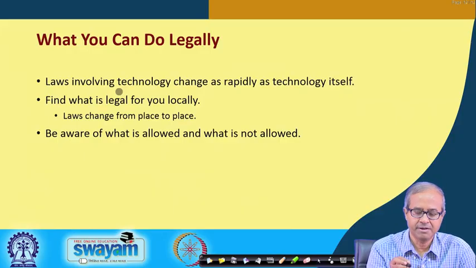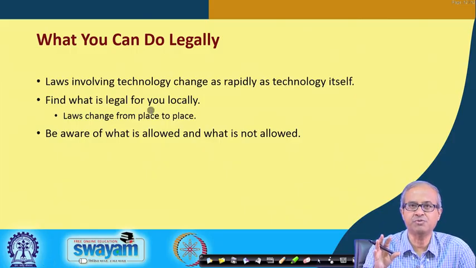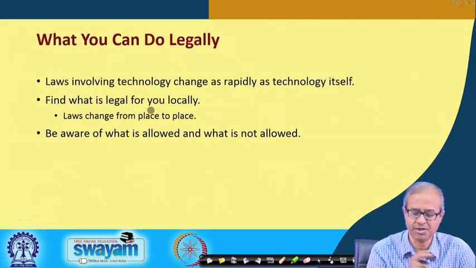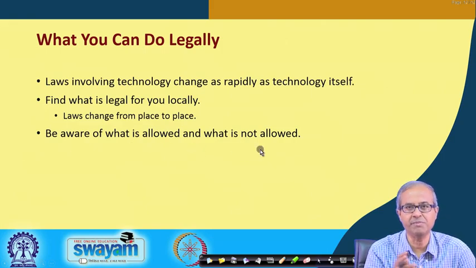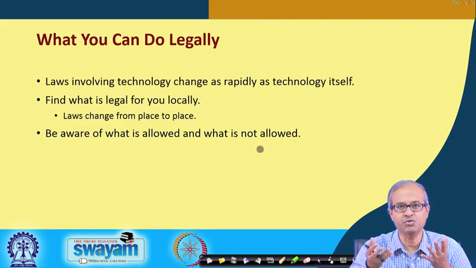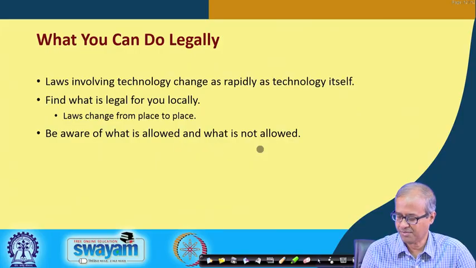Now, it is always good to know the exact set of rules that apply in the place where you are working, what the laws are, what the rules are, so that you know what is allowed and what is not allowed. Maybe you are using something or doing something in good faith, but possibly it is illegal in that state or that country. Maybe you may be in trouble later on. All right.